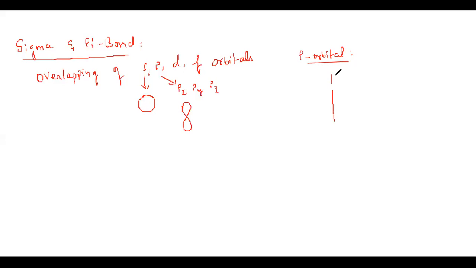so if I take this as a y-axis, and if I take this as an x-axis, and this is going to be my z-axis. Y, x, and z. So we call this axis the internuclear axis. So what is this internuclear axis? The axis which passes through the nucleus of two bonded atoms. That is the internuclear axis.